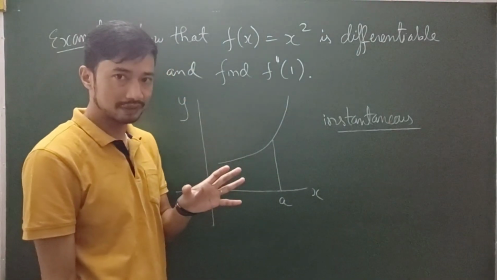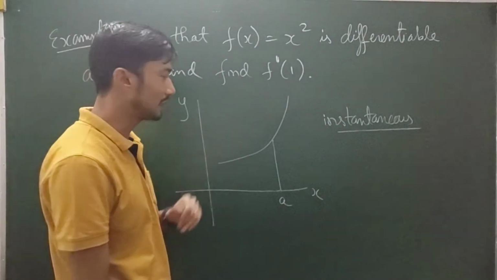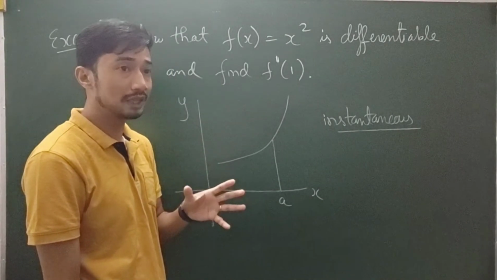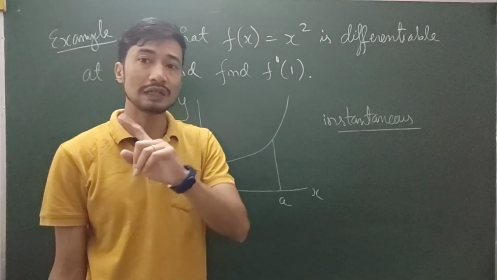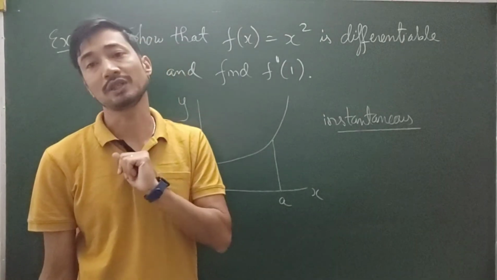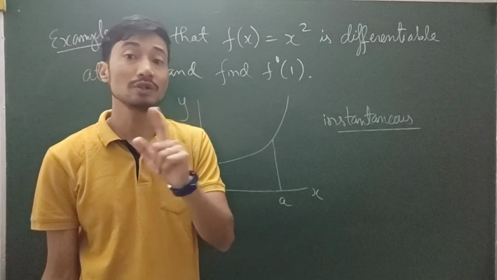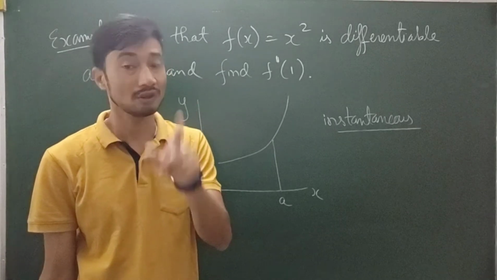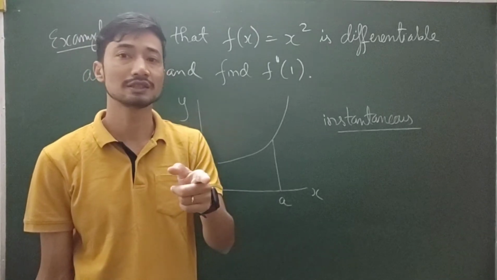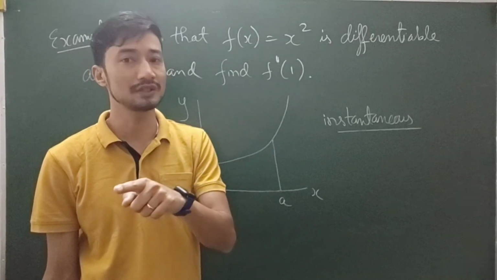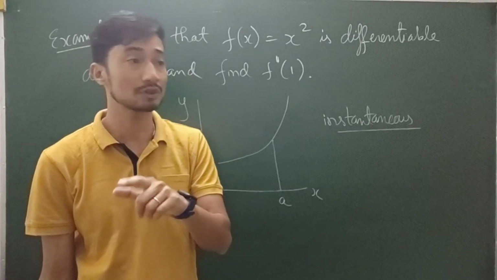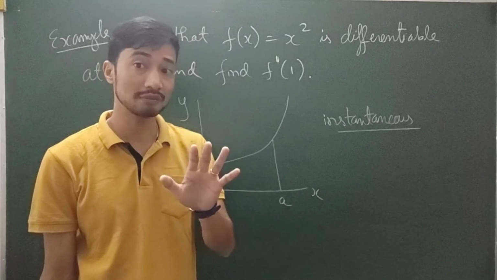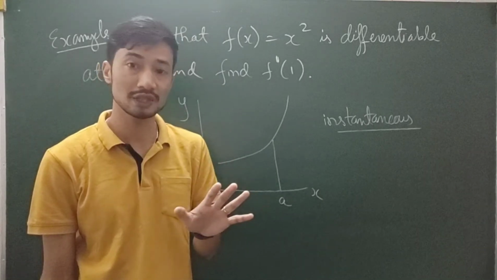In a very short sentence, I'm telling you, when you talk of differentiability at a point, it simply means, the question is, can you draw a tangent to the curve at that point? Once again, can you draw a tangent to the curve, at that point? If yes, it is differentiable. If no, it is not differentiable. That's why all the functions are not differentiable.